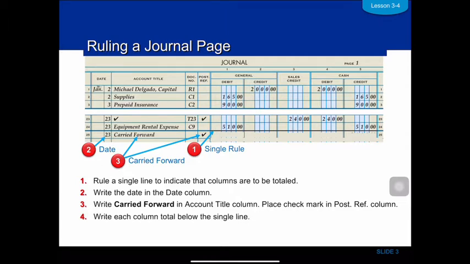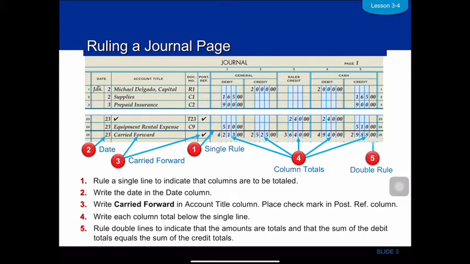Then after we have verified from the previous slide, we will write each column total below the single line. So we will write whatever we came up with for our general debit, credit, sales, cash, and cash credit, whatever the totals are for all the numbers in that column. By filling out that form on the previous slide, we know that the debits equal the credits in your journal. If they do not, then again, you have to go find your error. When they do equal out, we will double rule under all 5 columns. Double ruling just verifies that, to your knowledge, it is correct and it is balanced.